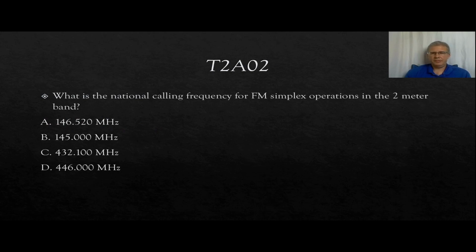What is the national calling frequency for FM simplex operations in the 2-meter band? A, 146.52, B, 145 megahertz, C, 432.1 megahertz, or D, 446.0 megahertz. Again, a quick identifier here is it says 2 meters. 2 meters is a 140 or 144 megahertz band. So we can eliminate 2 right now by just knowing that. 2 meters is not going to be C or D. So it's either A or B.